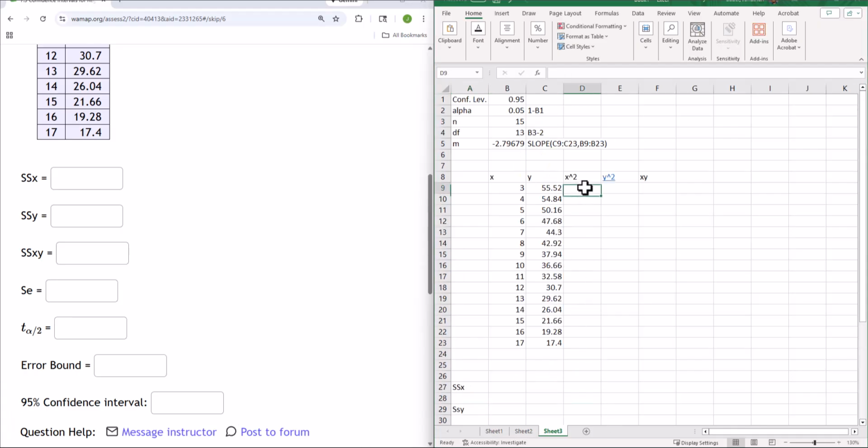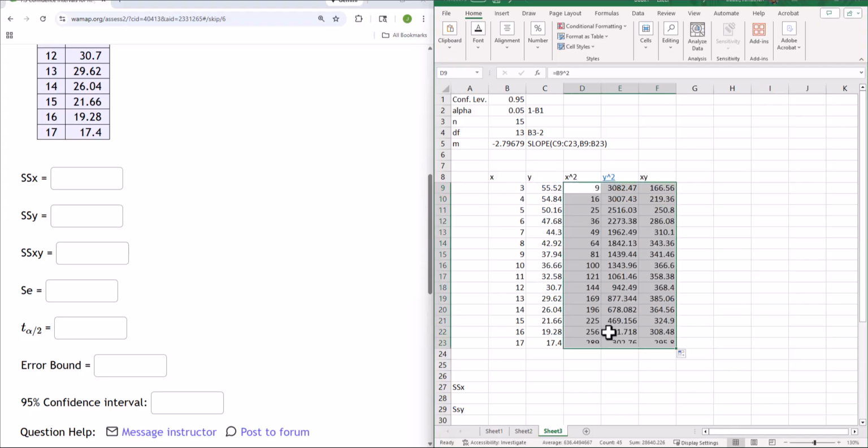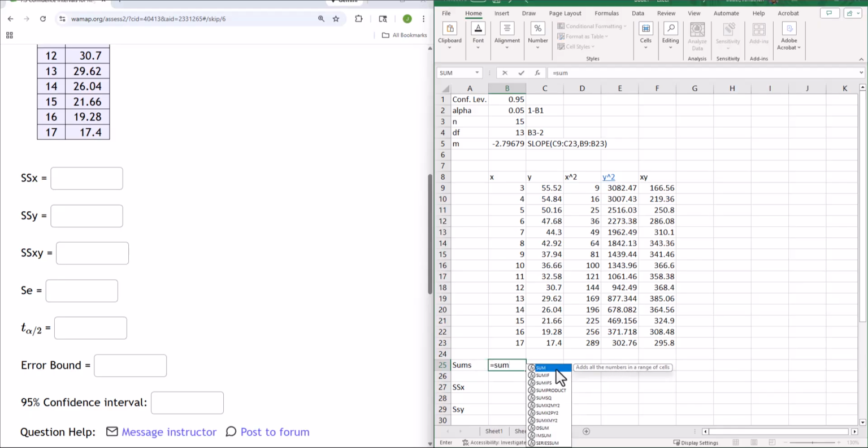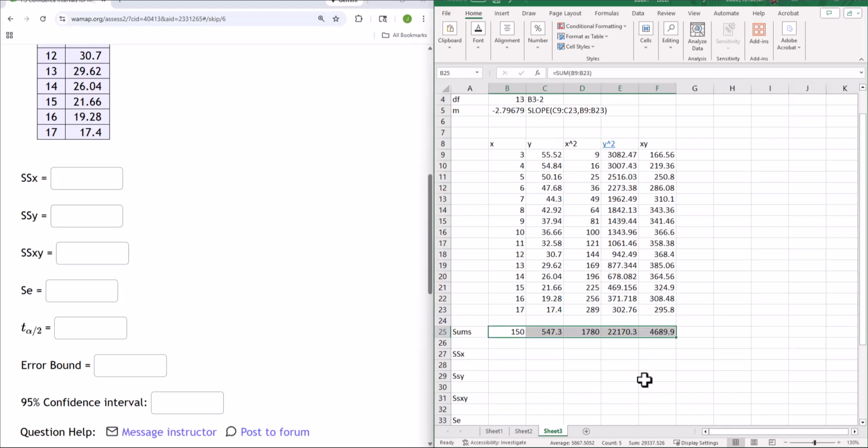Okay. For this one, we'll take our x value and we'll square it. We'll take our y value and also square that. And then the product of x times y. And if I grab all 3 of these, double click here, magic should happen. And I'm interested in those sums. So I'll start calculating the sums, and then I'll drag it over. I have all those. So now we're going to start calculating these pieces.